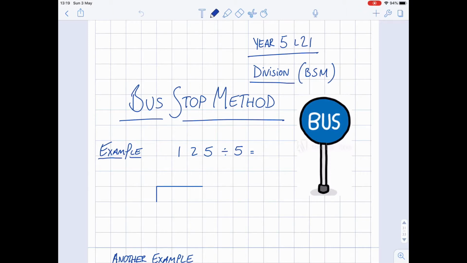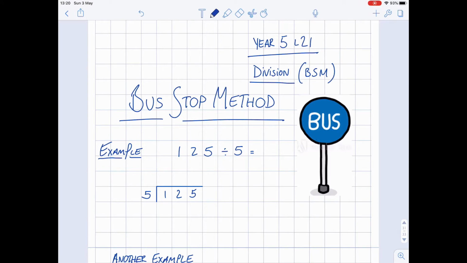So this first one, we've got 125 take away 5. So that question is asking us how many 5s go into 125, or if it was written as a word problem, it might say something like you had £125 which you needed to split equally over 5 days. How much will you spend each day? Yep, so we're splitting that amount into 5. So the amount that I'm making smaller or dividing, I put inside my bus stop. And then what I'm dividing by goes on the outside by there.